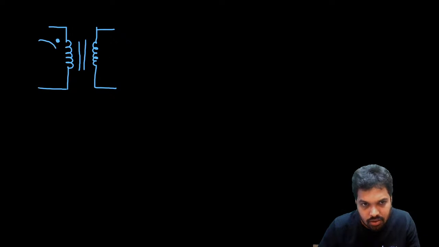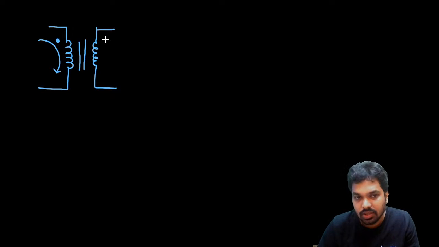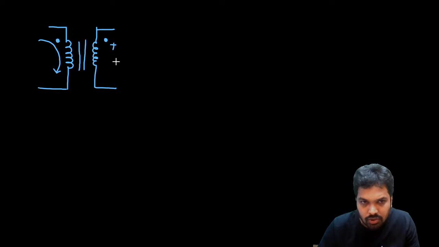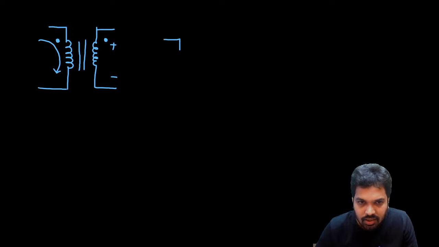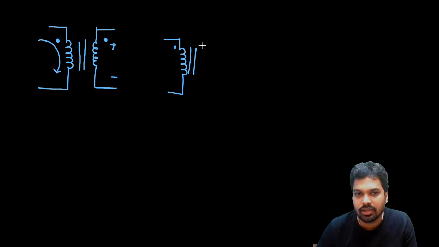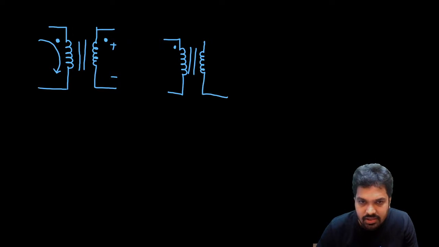Here there is a dot. Current is entering through the dot in one coil. Then the mutual should be positive at the dot of the other. Similarly, for example, if current is entering through the dot here, and the examiner has given a dot here, you should take positive.